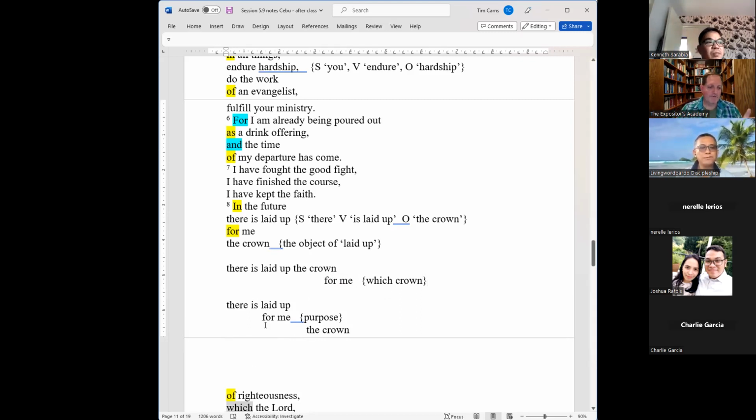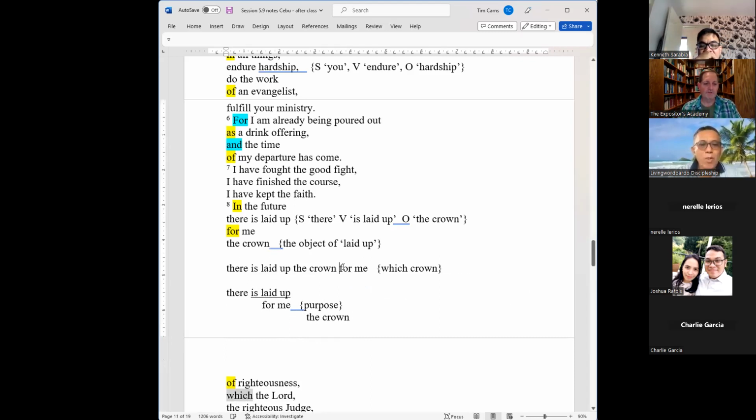But if we move this prepositional phrase to right after the verb is laid up, then it's likely modifying the verb. It's telling us something about the action, the purpose of the action. God's giving this for me. Now that may seem a subtle difference, but it does bring emphasis to the purpose for the action, not describing the crown. If for me is at the end, then it could go to laid up, but also it could go to crown.